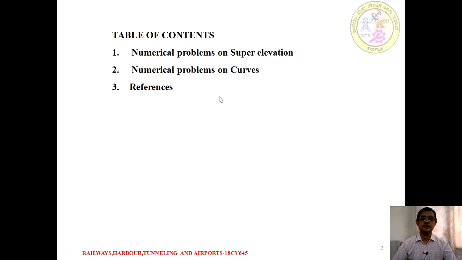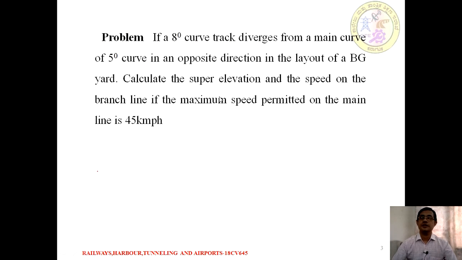lastly the references. So moving on to the statement of the first problem, if an 8-degree curve of a track diverges from a main curve which is having a 5-degree in the opposite direction in the layout of a BG. Calculate the super elevation and the speed on the branch line if the maximum speed permitted on the main line is 45 kilometers per hour. So this is a statement of a problem.